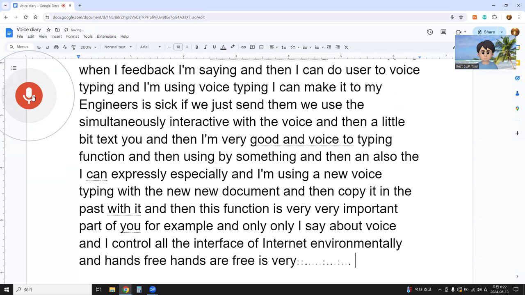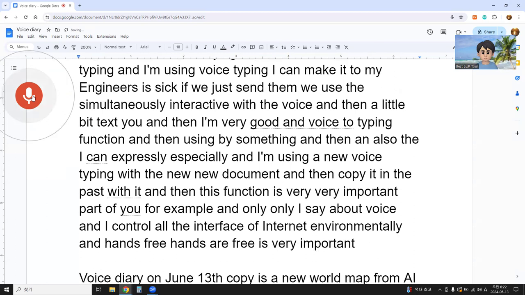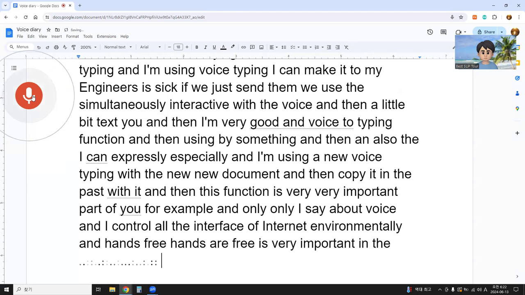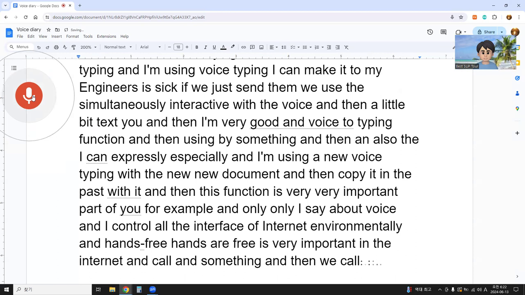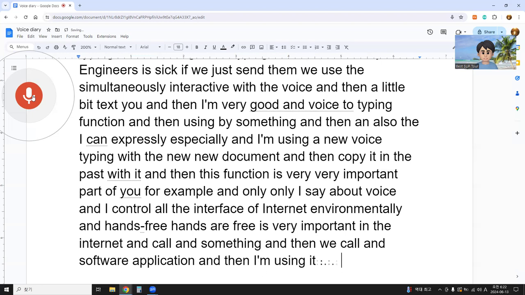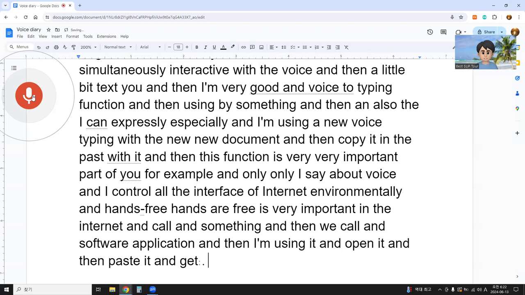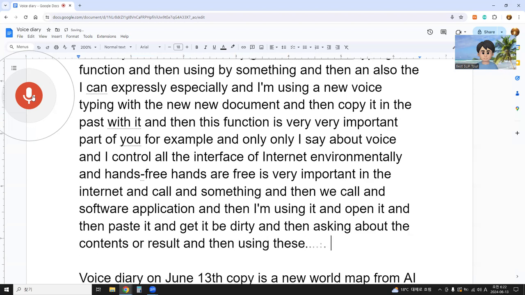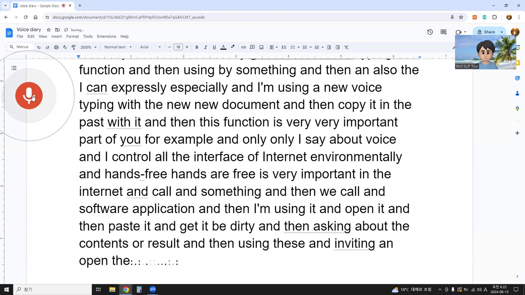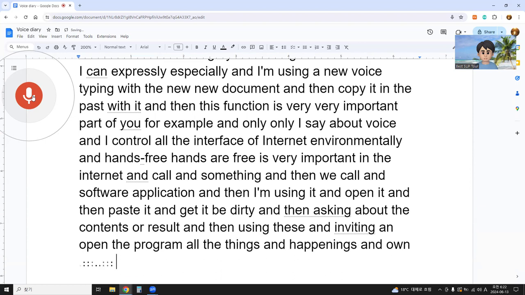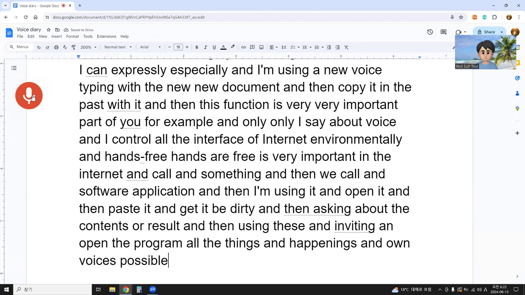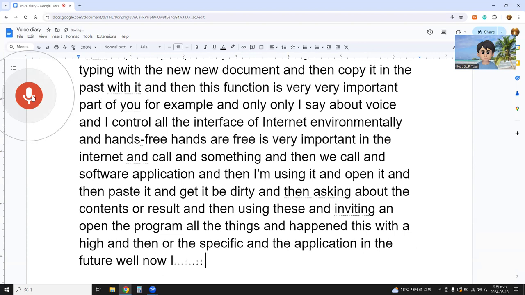Hands-free is very important too, because we can speak and open the notebook in the internet environment in the office, call a software application, open it, paste it, get a result, and ask about the content or result. By doing that, opening the program and everything happens with only voice. When I imagine this with AI, or a specific application in the future, I think it might be possible.